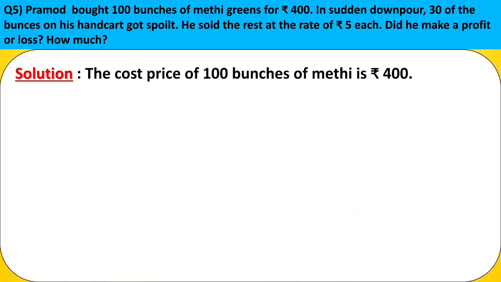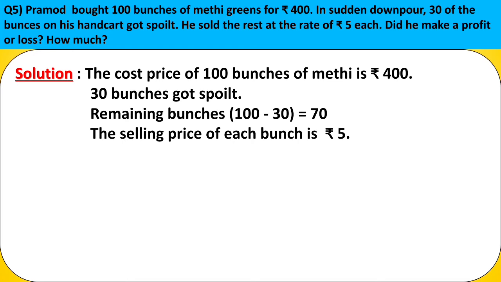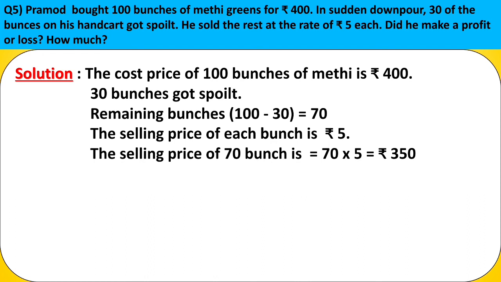The cost price of 100 bunches of methi is rupees 400. 30 bunches got spoiled. Now the remaining bunches are how many, student? 100 minus 30 is 70. And the selling price of one bunch is given as rupees 5. Now we have to find the selling price of the remaining bunches. The remaining bunches were how many? 70. So 70 multiplied by 5. The selling price of one bunch was how much, student? 5. 75 is how much? 350. Now student, cost price was 400 and selling price is 350.